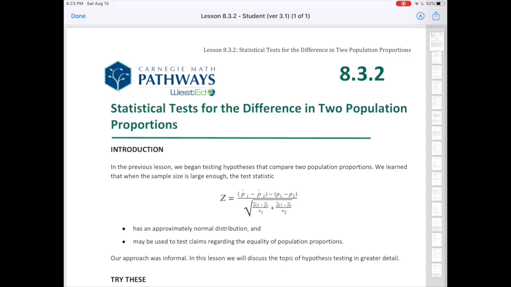Lesson 8.3.2, Statistical Tests for the Difference in Two Population Proportions.